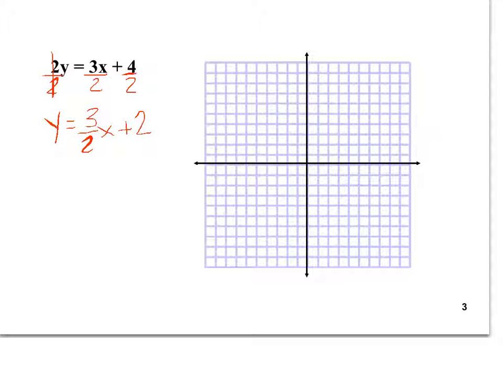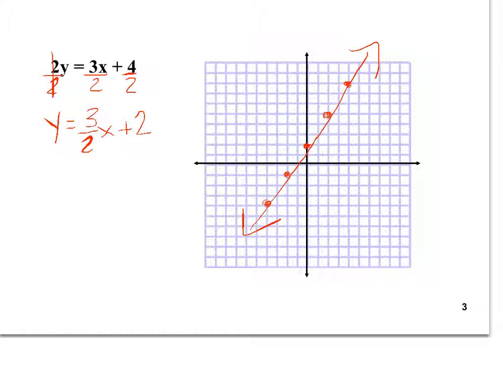So I cross the y-axis at 2. My slope is 3 halves, so I go up 1, 2, 3 over 2. Notice that my points are forming a line that's going up, and since 3 halves is positive, that is okay. In fact, it's good. Here I have my 5 points, graph my line, and there it is.